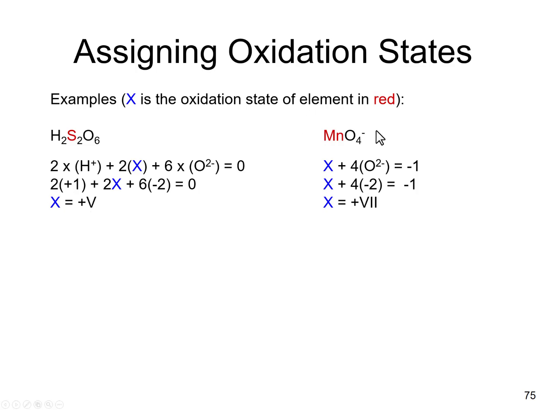We can also look at this example of the permanganate anion. And in this case, it's slightly easier. We have only manganese to consider, and we have 4 oxides. But in addition to that, we have a 1 negative charge. So X plus 4 times O2- should give rise to a -1 charge of this anion. So if we again add in the -2 for the oxidation state of oxygen, then we end up with an overall oxidation state for the manganese of +7.